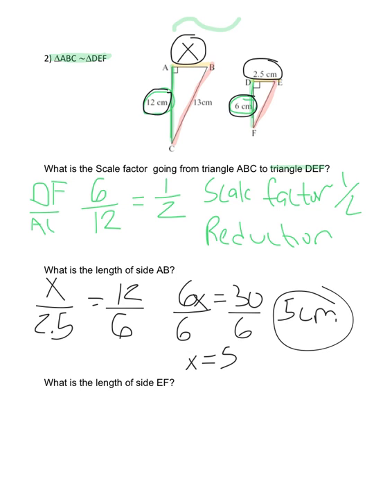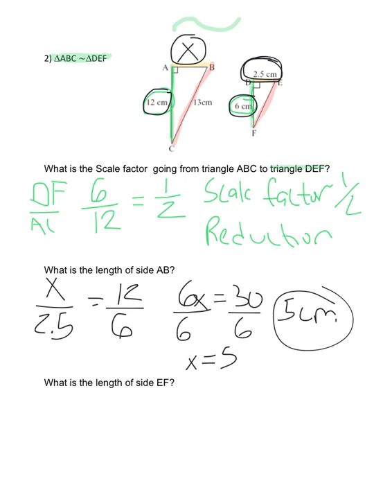That makes sense because we know the scale factor is 1/2. So triangle DEF, all the sides are half of triangle ABC. If I work in reverse, if I know that this is 2.5, 2.5 times 2 would give me 5. So we know 5 is the right answer there.